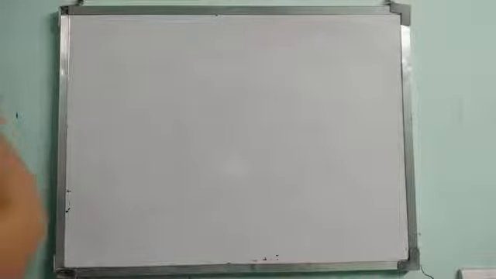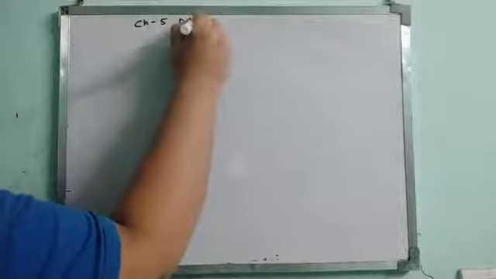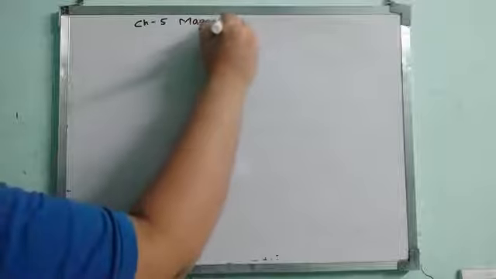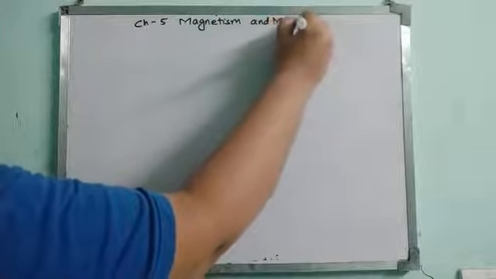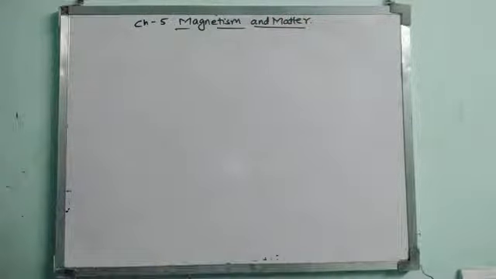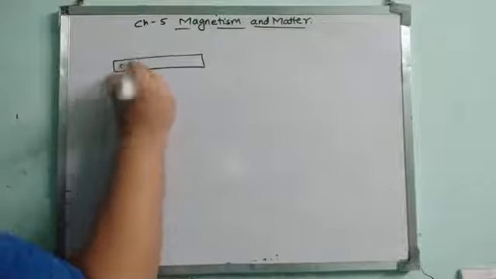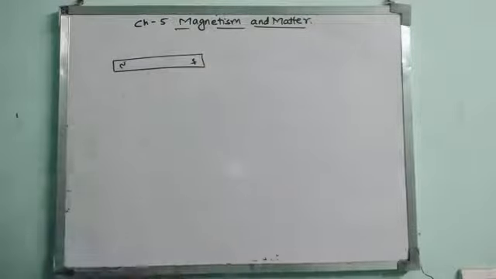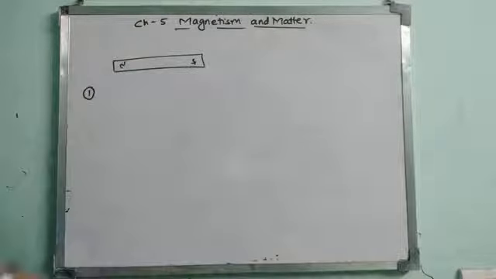Hello everyone. Today we are going to start chapter number 5 of the NCERT, that is magnetism and matter. All of you are well aware of what a magnet is. A magnet consists of two poles, North Pole and South Pole. So first of all, let's start with the properties of the magnetic field lines or the magnet.